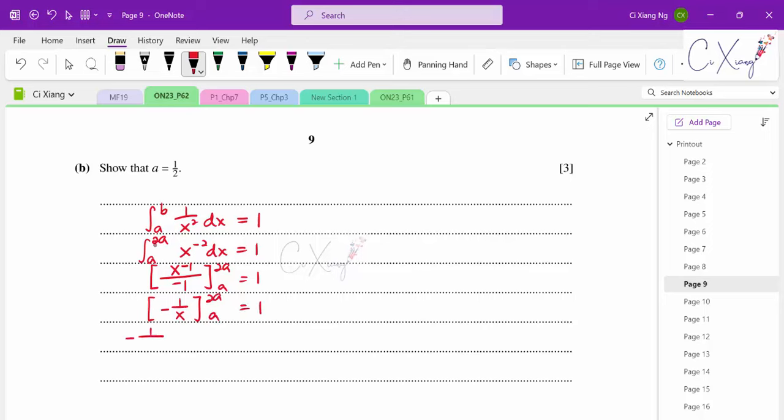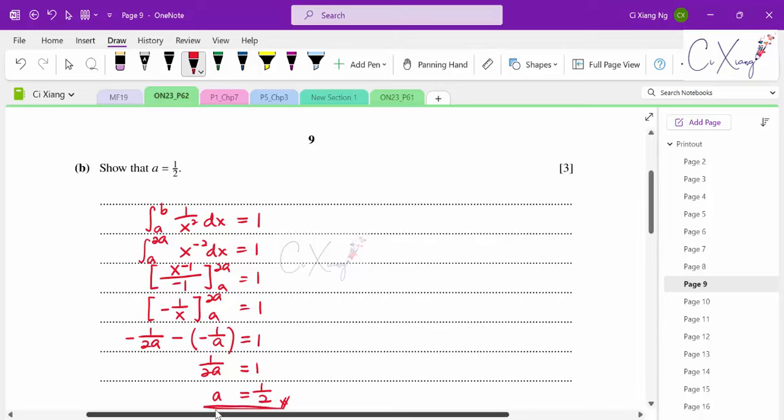Substitute the 2a into the value of x. So you have negative 1 over 2a, minus negative 1 over a, and it is equal to 1. Right, so for this question, basically you have negative half plus 1. Negative half plus 1, what do you get? You should get a positive half, right? So you have 1 over 2a equals 1. A is still the denominator, yeah? All right, so try to move the a to the right hand side. So you have a equals half. This is how you get the value of a.